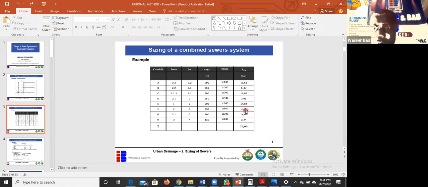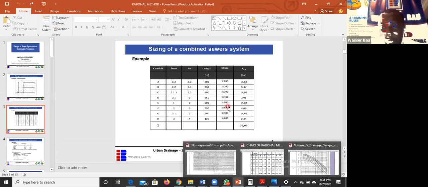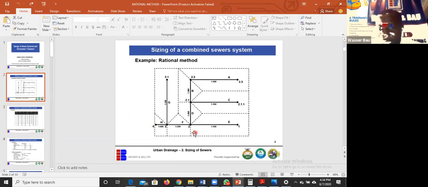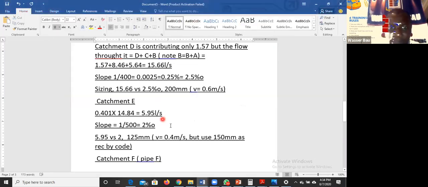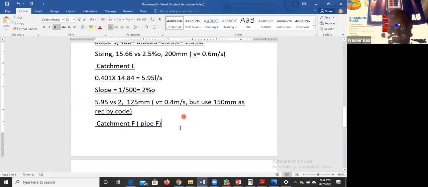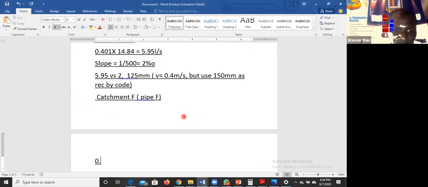Now, catchment F is a very small catchment. It is 4.69 hectares. In as much as it's a small catchment, it's going to carry a big discharge, because it's going to carry discharge coming from another catchment. Therefore, in calculating catchment F, we now say it is 0.401.